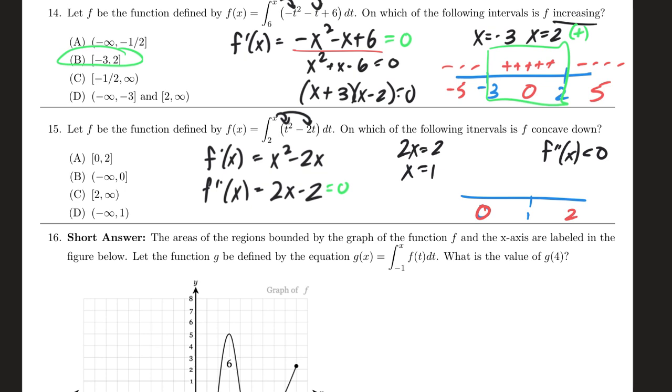And I'm plugging these into the second derivative because I want to know if the second derivative is positive or negative, because that'll tell me concave down. So I plug in 0, I get a negative. I plug in 2, I get a positive. So when is it concave down? All the way up until 1. So my final answer is D.